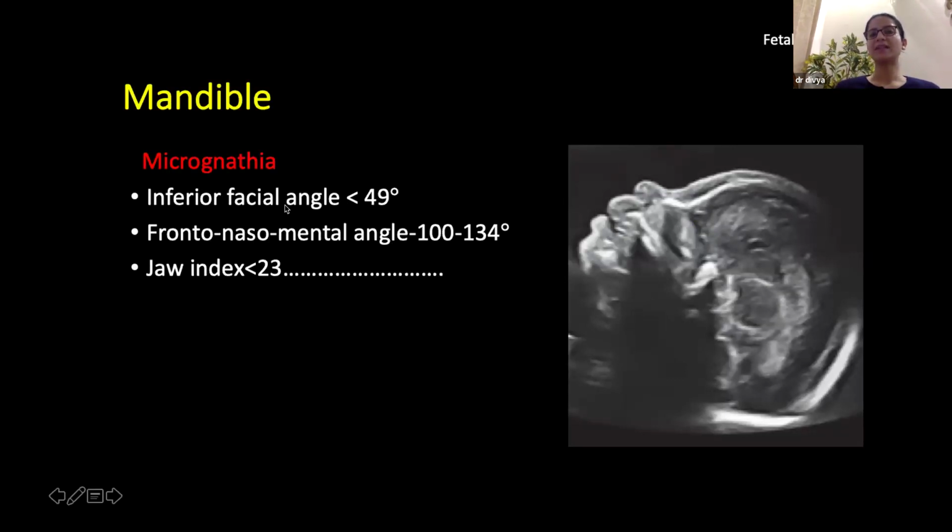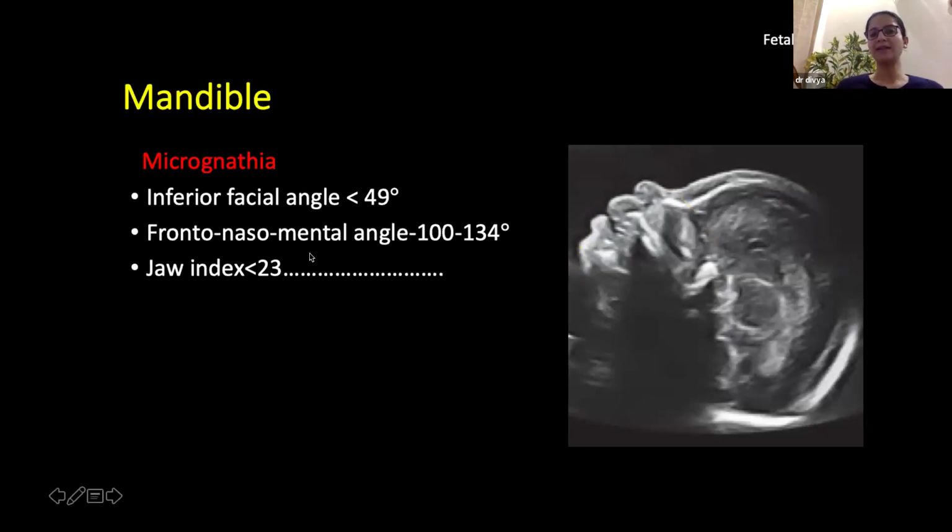As the name suggests, the inferior facial angle is measured by first drawing a line perpendicular to the root of the nose, and the second line comes from the chin and touches any of the lips which is more conspicuous. In this case, it's the lower lip, and this angle in between is the inferior facial angle. An angle less than 49 degrees is suggestive of micrognathia.